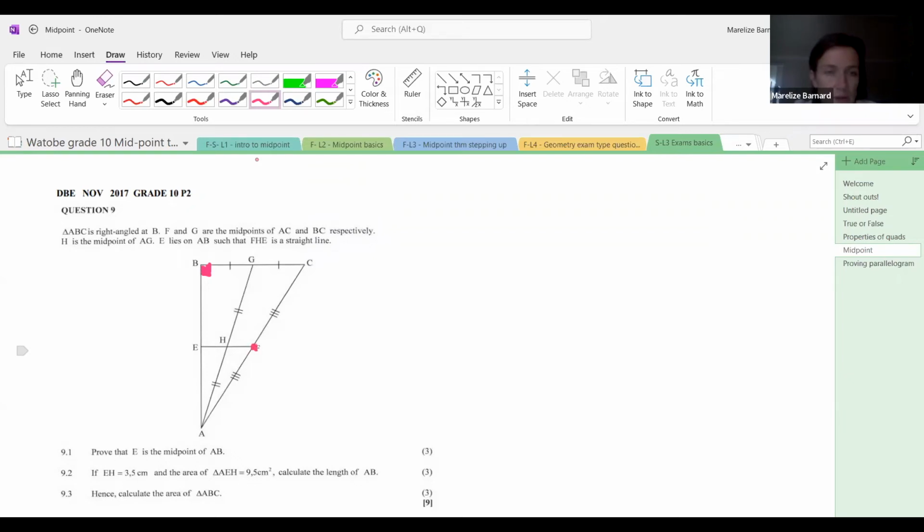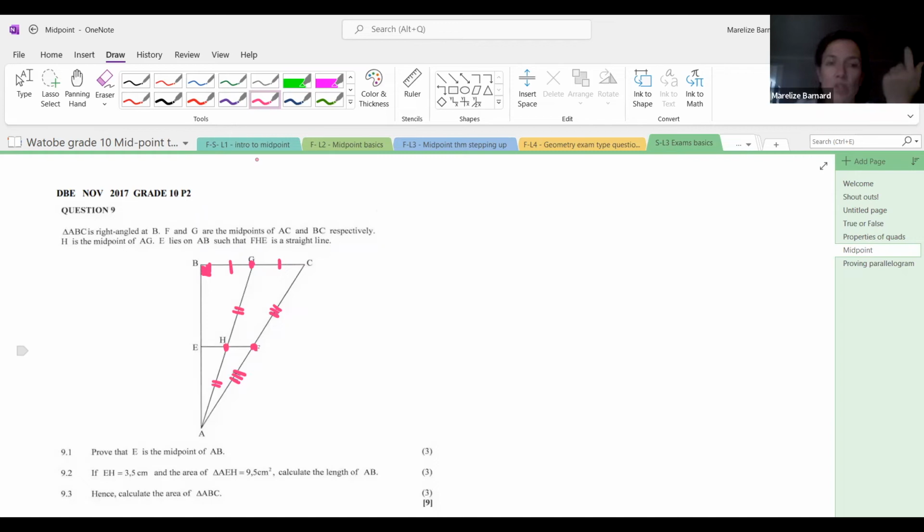So there we go. F is a midpoint, important. G is a midpoint. So when you have your highlighter there with you, make sure you highlight these important things. H is the midpoint of AG. So another midpoint. And E lies on AB such that FHE is a straight line.